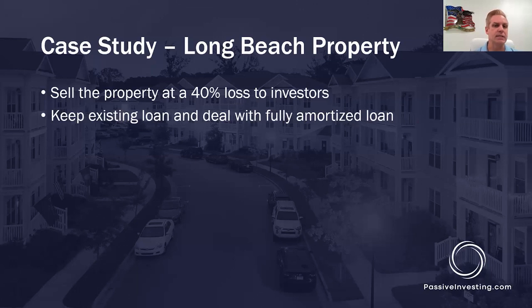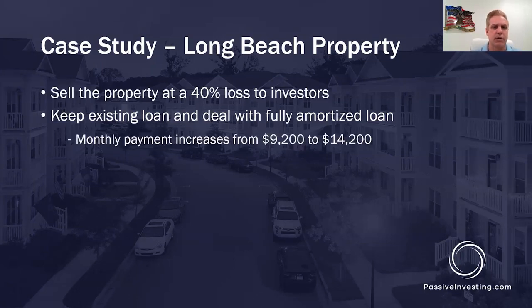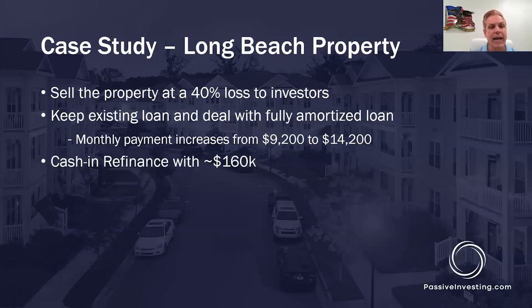We could keep the existing loan and deal with the fully amortized section of it, but that's a problem because then we're cash flow negative. We're still going to have to deal with the cash flow shortfall on a monthly basis. That's a challenge, right? Like I mentioned, our payments going from 9,200 to 14,200. That's a big increase.